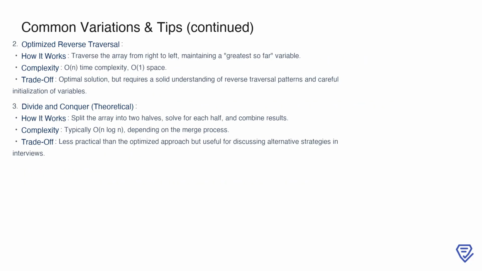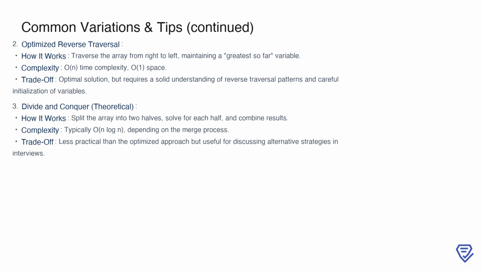The optimized reverse traversal approach is the most efficient solution to this problem. It works by iterating through the array from right to left while maintaining a greatest so far variable. This ensures that you always have the correct value to replace the current element. The time complexity is O(n), as each element is processed exactly once, and the space complexity remains O(1). However, implementing this approach requires a solid understanding of reverse traversal patterns and careful initialization of the greatest so far variable to avoid errors. For a more theoretical discussion, you might consider a divide and conquer approach.